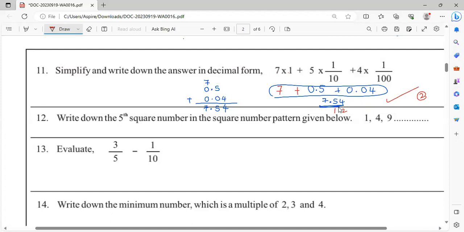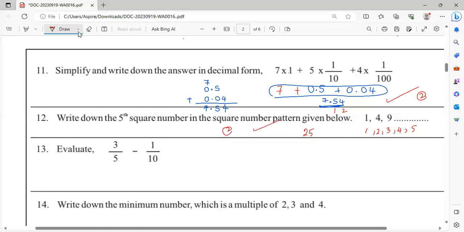Write down the fifth square number in the square number pattern given below. What is the fifth square number? Here it is first one, this is second one, this is third one, fourth one is 16, fifth one is what? It is 25.